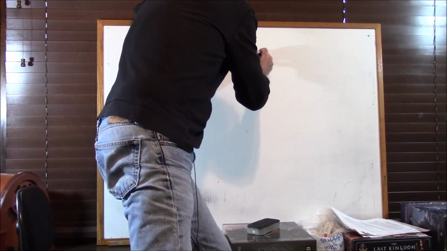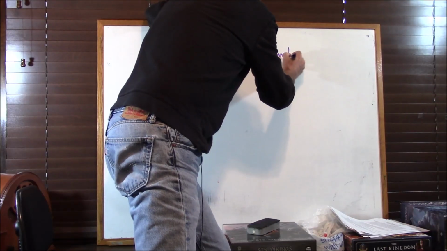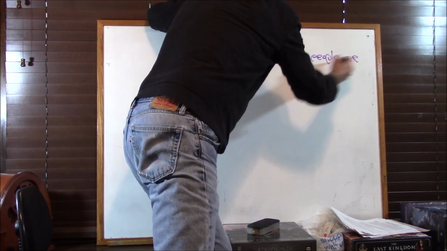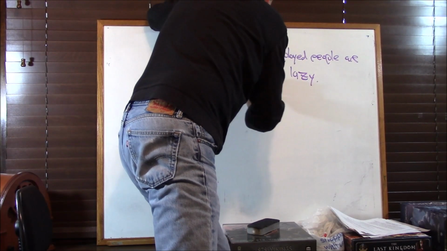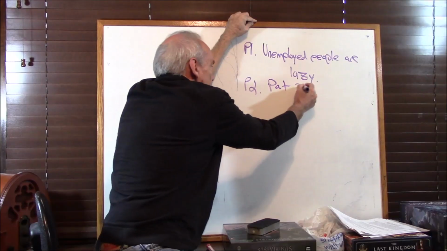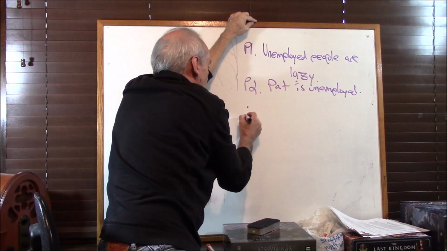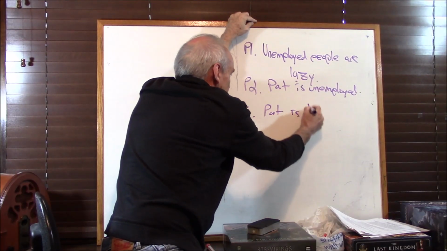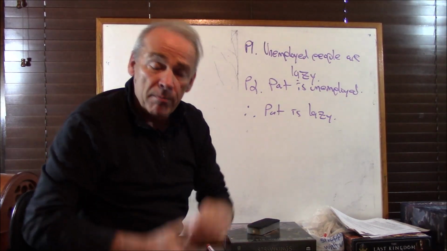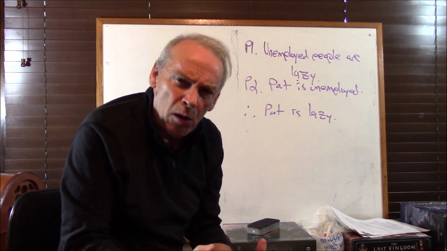Premise 1, unemployed people are lazy. Premise 2, Pat is unemployed. Therefore, Pat is lazy. Valid argument? Absolutely. Cogent argument? Well, let's start with the easy one.